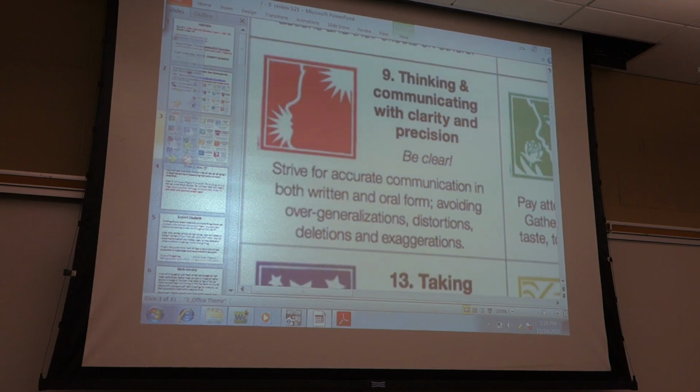Daphne. Thinking and communicating with clarity and precision. Strive for accurate communication in both written and oral form, avoiding overgeneralizations, distortions, deletions, and exaggerations. Yes, it's good to avoid the exaggerations.